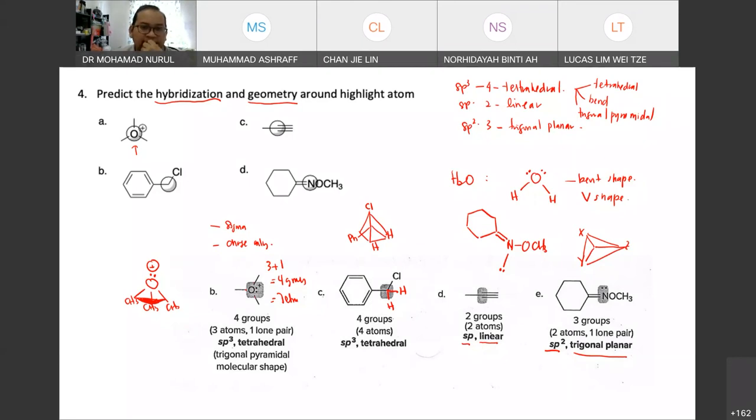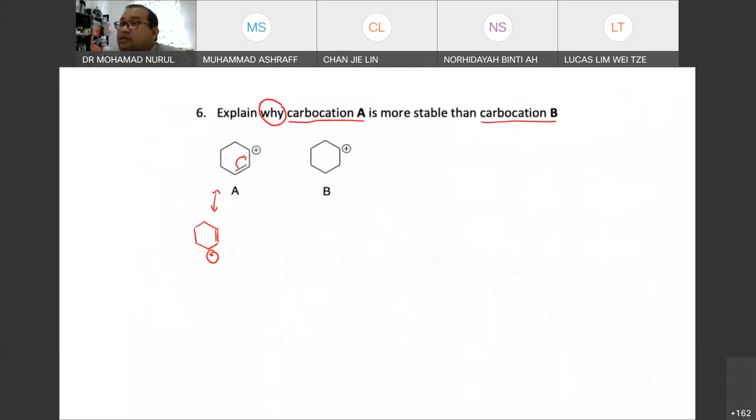Okay, Lucas. Doctor, and then for the last question, question number 6. My question is quite simple. I state that carbocation A is more stable than B because it has a double bond inside the carbon ring, and then it can delocalize within the carbon ring and form resonance structures. No, just don't say various resonance structures. Just say it can form resonance structures.